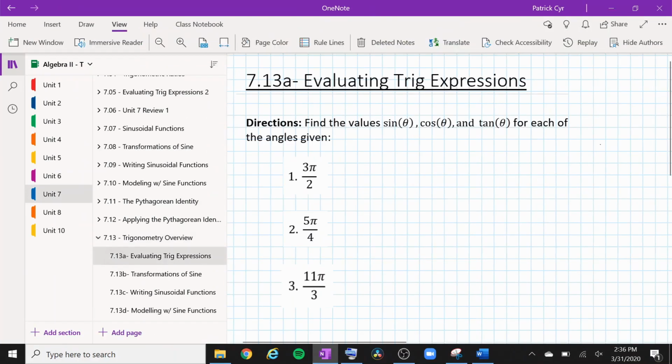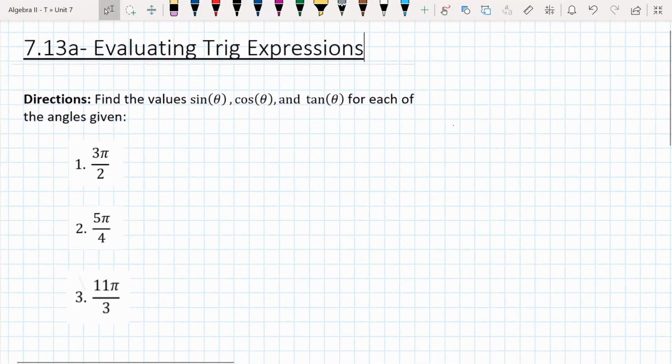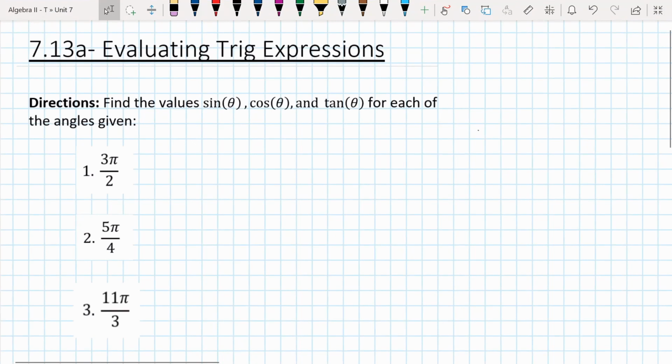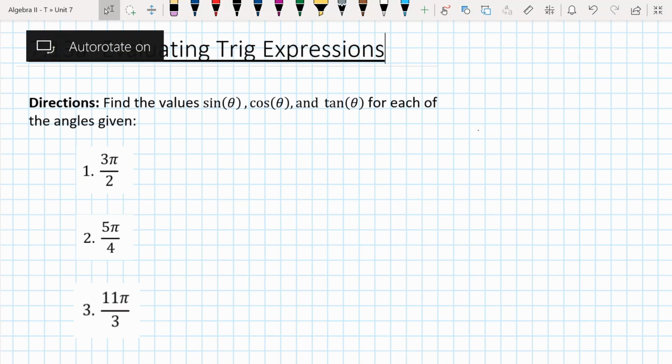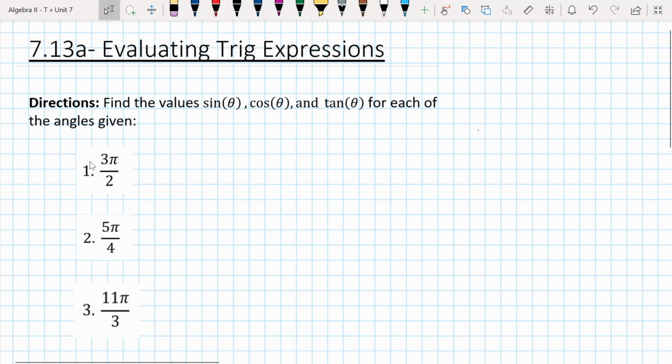So we're going to start with evaluating trig expressions. Let's remember that to evaluate a trig expression at a given angle, it all has to do with the unit circle. Okay, so we want to find sine, cosine, and tangent for each of these given angle measurements, which are radian measurements. So we're going to start with identifying the location of each of these angles on the unit circle.